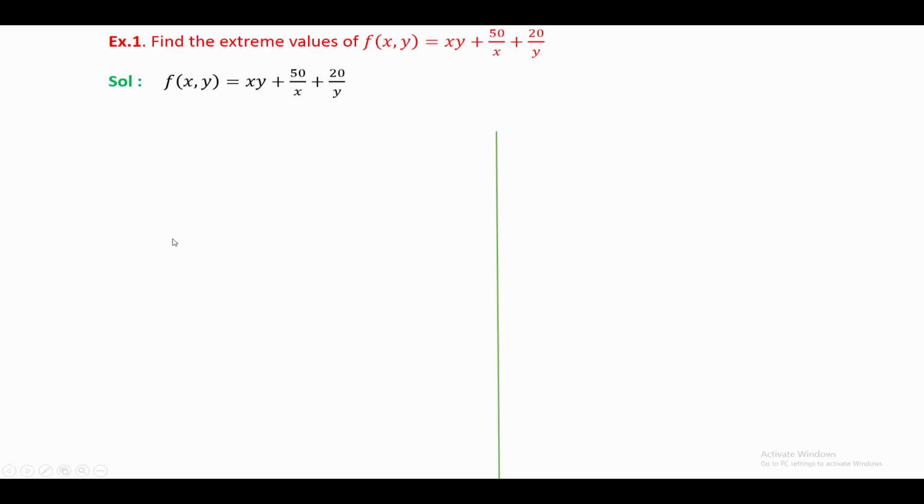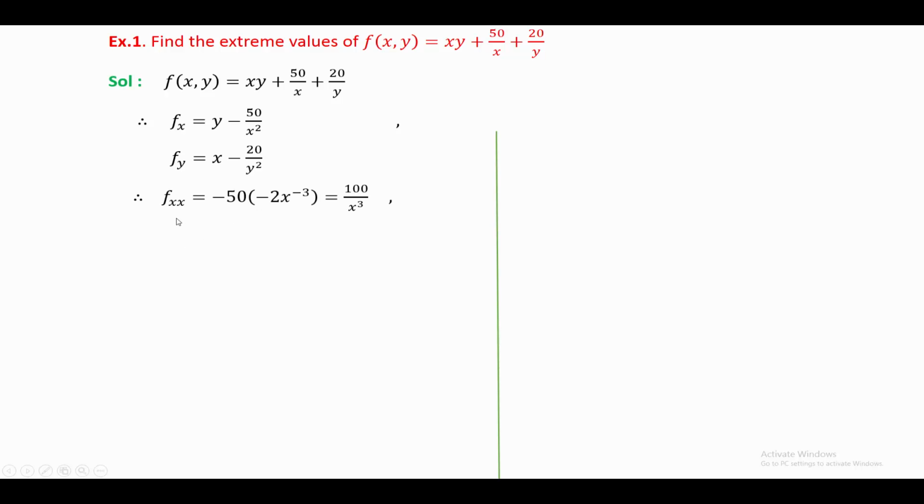Therefore f_x is the partial derivative of this function with respect to x. The derivative of xy is y, plus 50 times the derivative of 1/x, which is -1/x², and the derivative of 20/y is 0. Then f_y, the partial derivative of f with respect to y: the derivative of xy with respect to y is x, the derivative of 50/x is 0, plus 20 times the derivative of 1/y, which is -1/y², so -20/y².